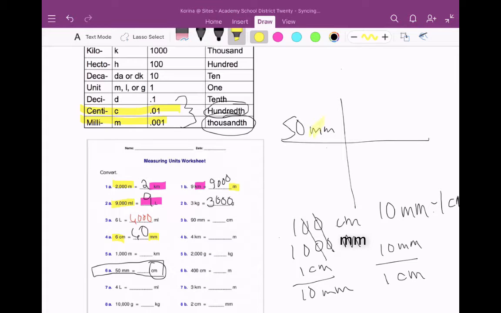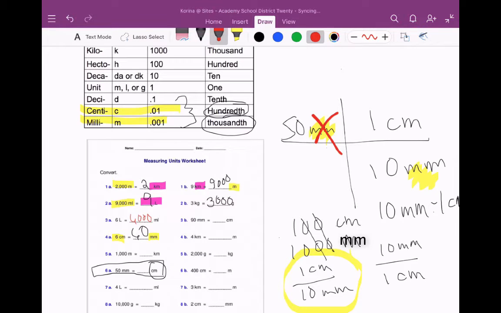We want to keep our millimeters on the top, and then we're going to have to put them down here. So we are going to use this conversion factor. In 1 centimeter, there are 10 millimeters. Our units will cross out, and then we just multiply across the top. 50 times 1, which equals 50 centimeters, divided by 10. So our answer is going to be 5 centimeters.